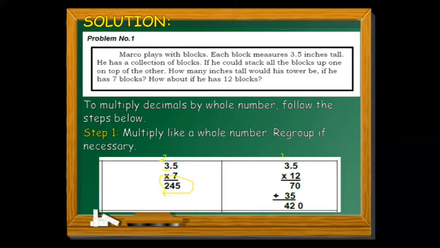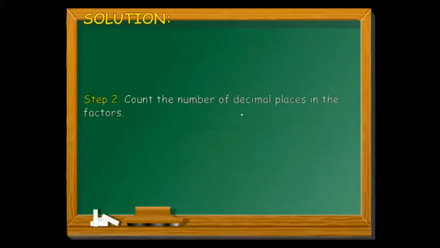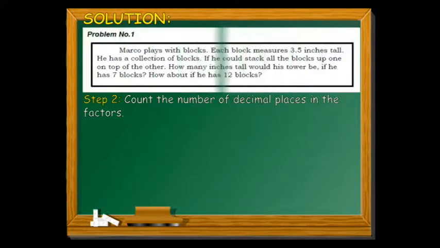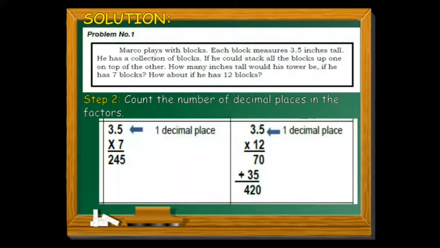After we add that one, the next step is to count the number of decimal places in the factors. So yung factors natin dalawa yan, 3.5 saka 7. So ilang decimal ba ito? We have 1. Magbibilang tayo ng decimal from the right side up to the left hanggang marating natin yung decimal point. So it's only 1 decimal place. So this one is going to be 245, and we will put the decimal there. It's going to be 1 decimal. The other one naman, we have 1. Ayun, 1 decimal din siya.